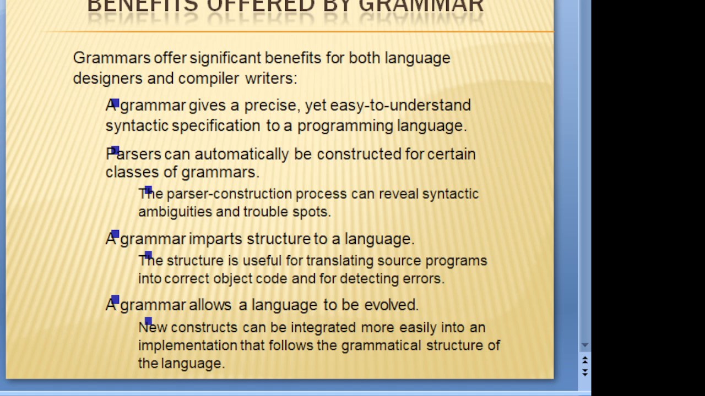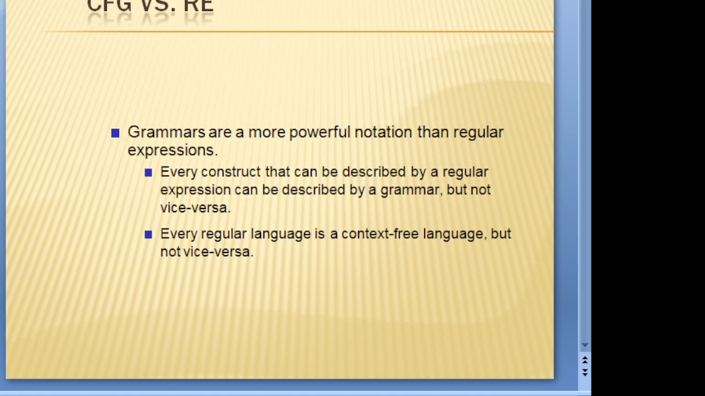The grammar imparts structure to a language. The structure is useful for translating the source program into correct object code and for detecting errors. The grammar allows a language to be evolved. New constructs can be integrated more easily into an implementation that follows the grammatical structure of the language.